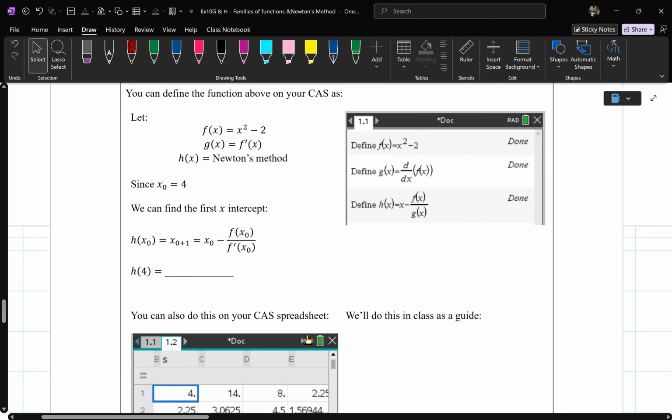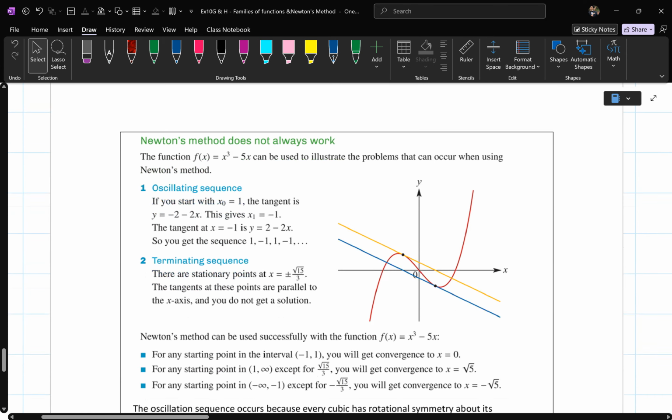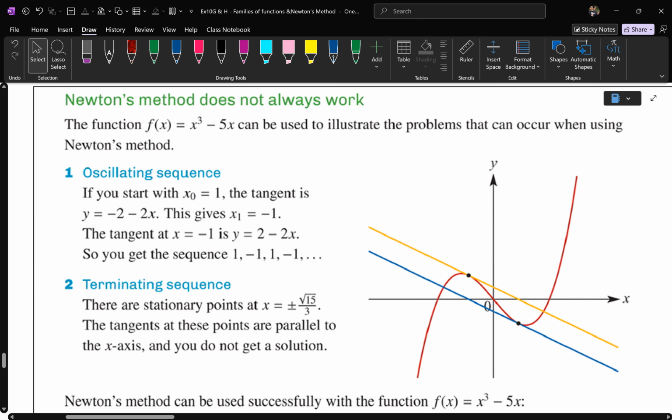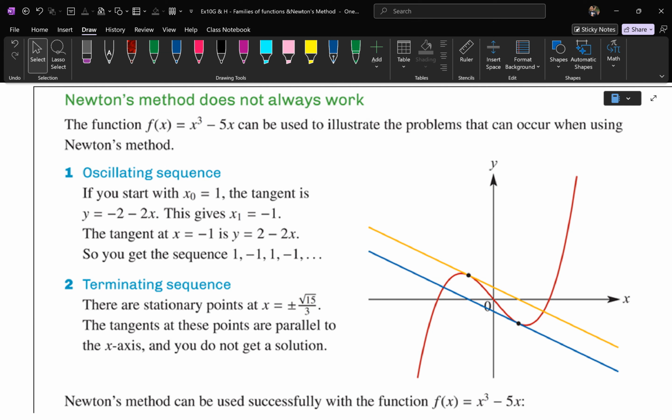Now, as you're seeing how I'm doing it, there are a couple of things to note. When doesn't Newton's method work? There are two points when it doesn't work. It doesn't work if the tangent line ends up being parallel, because you just oscillate between the two. Every time you find the x-intercept, it gives you another tangent line, which gives you the same x-axis intercept, and it just goes back and forth. So you have an oscillating sequence.